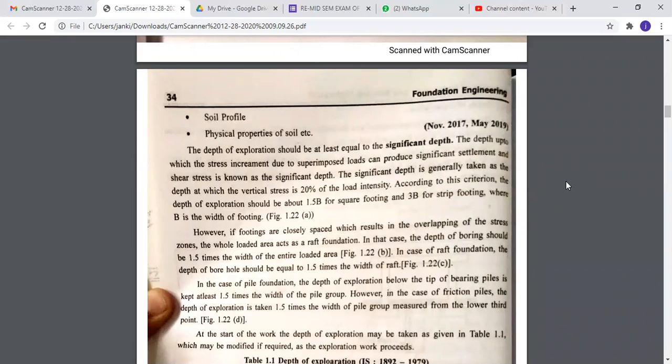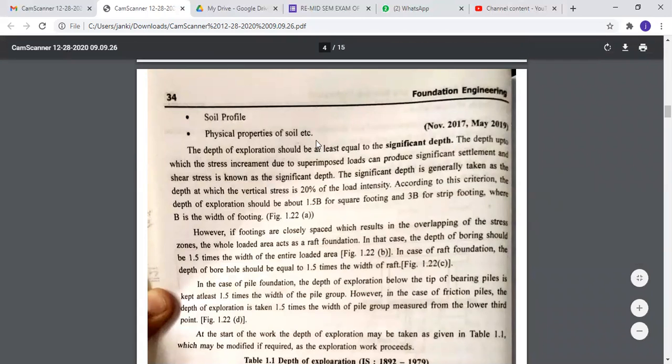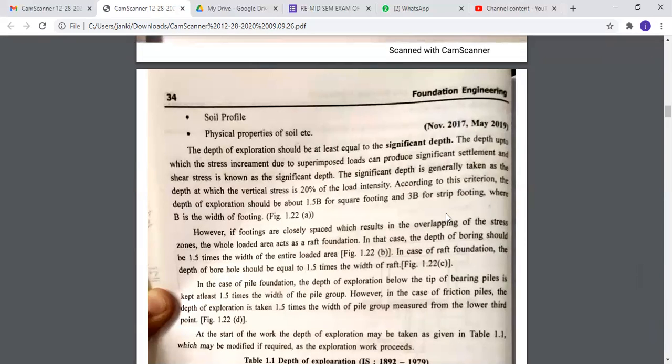The depth of exploration should be at least equal to the significant depth. Significant depth is the depth up to which the stress increment due to superimposed loads can produce significant settlement and shear stress. So mark this definition. The significant depth is generally taken as the depth at which the vertical stress is 20% of the load intensity.